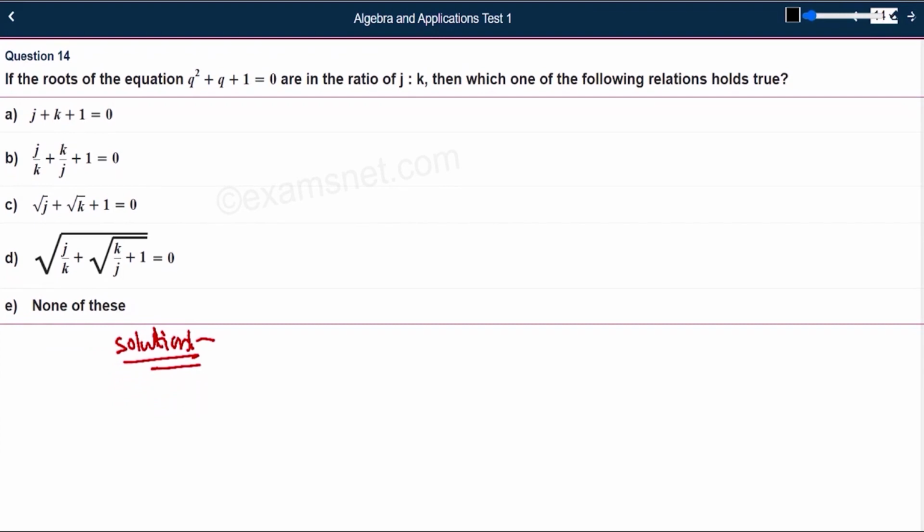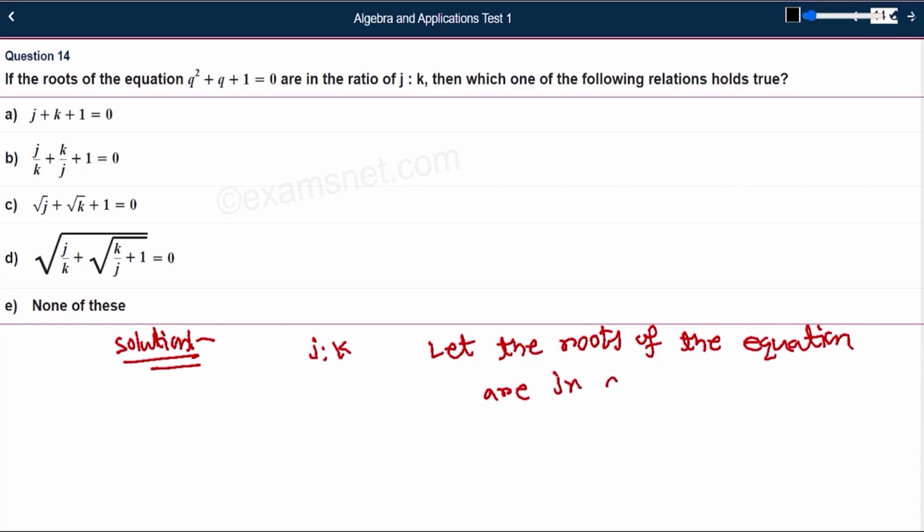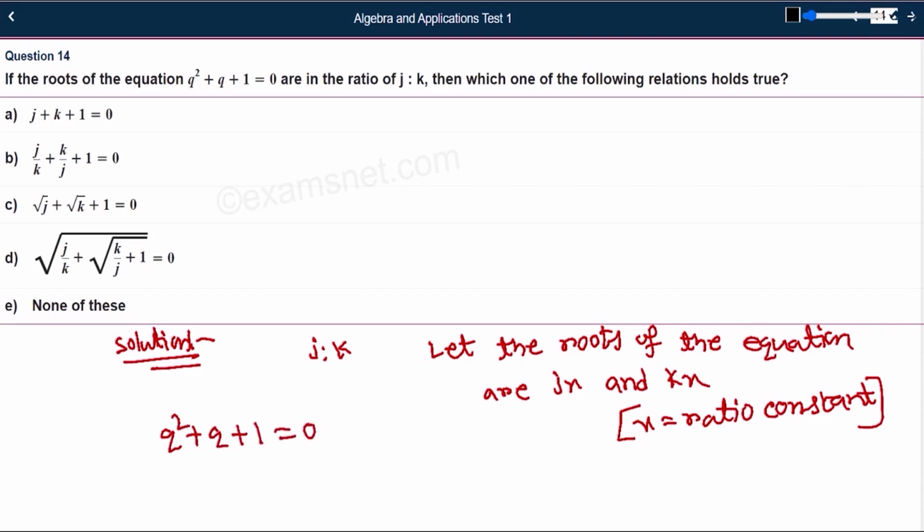Let's assume that since the ratio of the roots is given in the form of j is to k, I can write let the roots of the equation are jx and kx, right? Here x equals the ratio constant. Okay, here x equals the ratio constant. Now first let me write the equation q square plus q plus 1 equals 0.